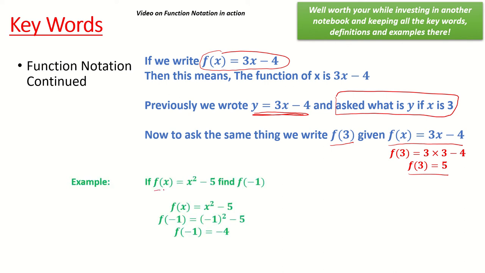Here we have f of x is equal to x squared take 5, but we want to know what f of negative 1 is. So instead of the x in the function, replace x with negative 1. Here it is replacing the x squared there, and solve. Now this can get kind of complicated.